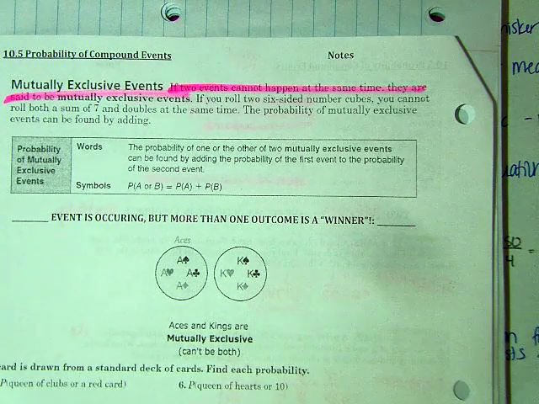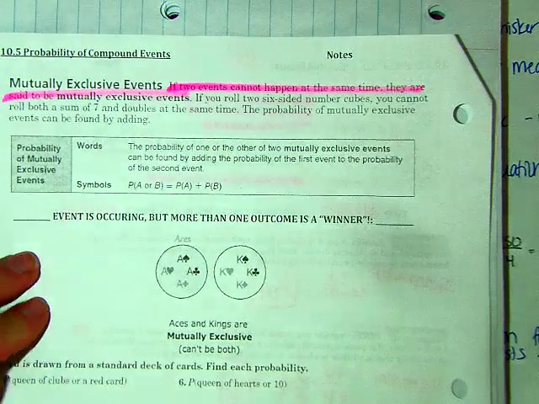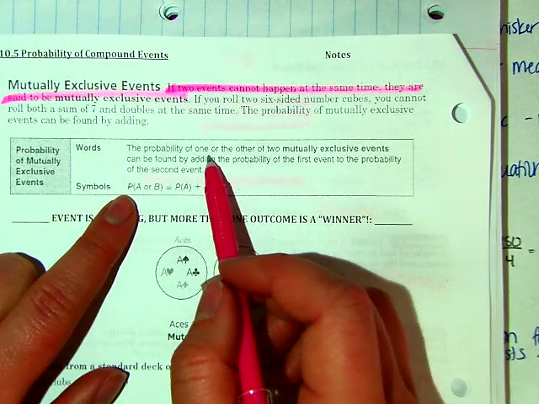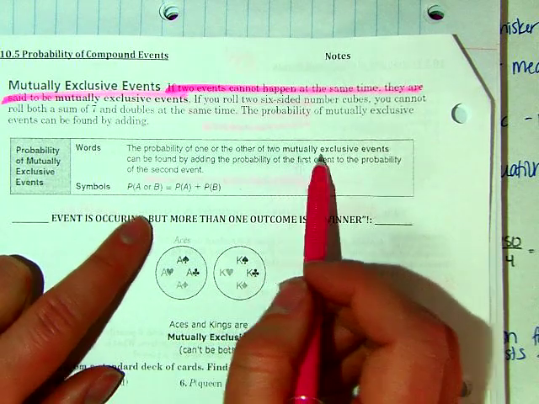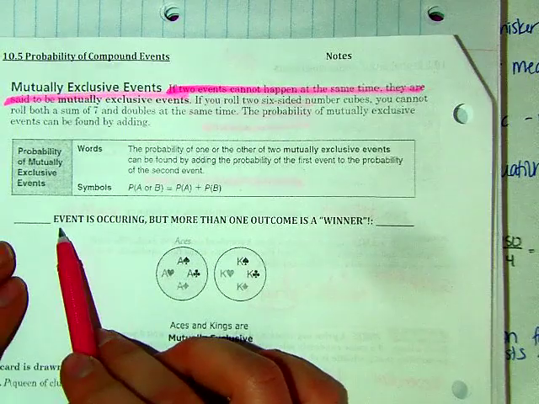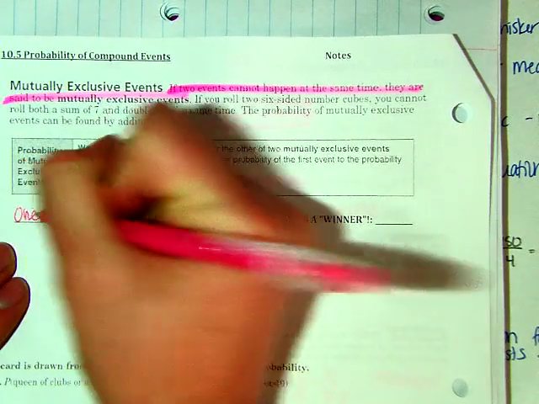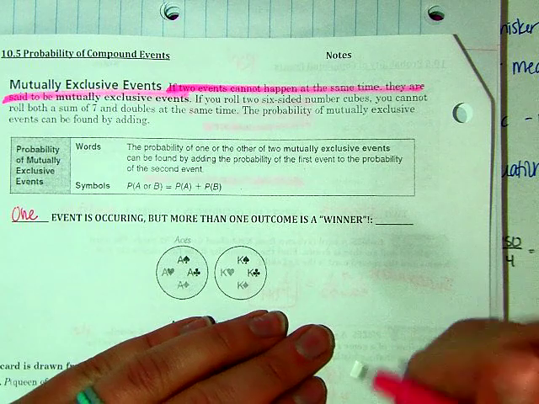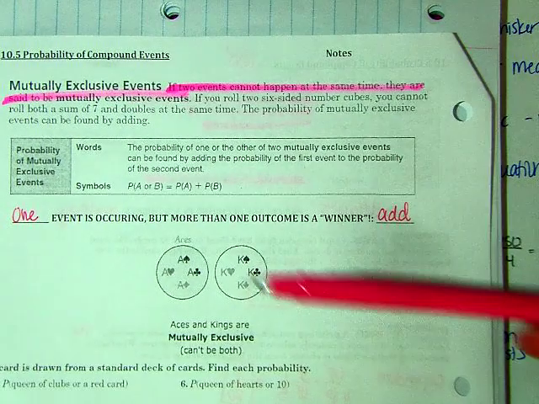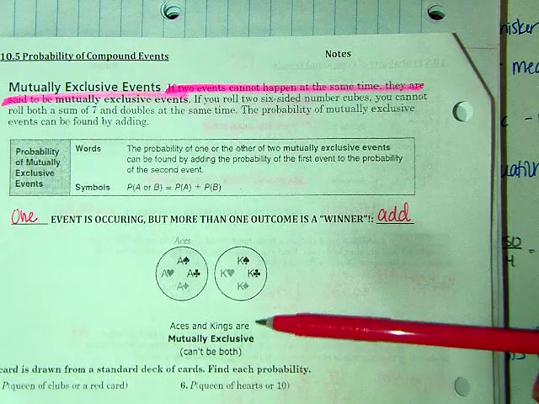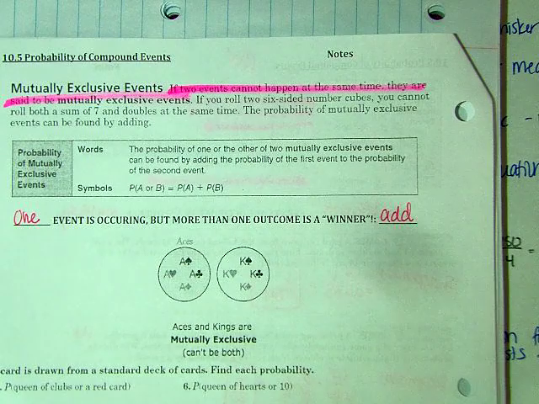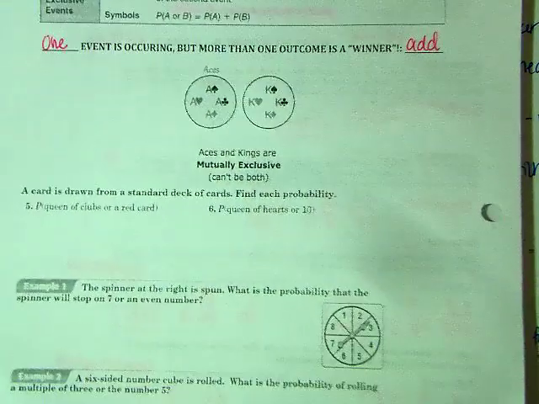The probability of mutually exclusive events can only be found by adding. So this again goes through that. The probability of one or the other of two mutually exclusive events can be found by adding the probabilities. So this time only one event will be occurring, but more than one outcome is a winner. So we'll be adding. A good visual of that is that if we wanted to draw an ace or a king, since aces can't be kings, these are mutually exclusive. You can't be both. We'll reference that again. So we'll try that here.